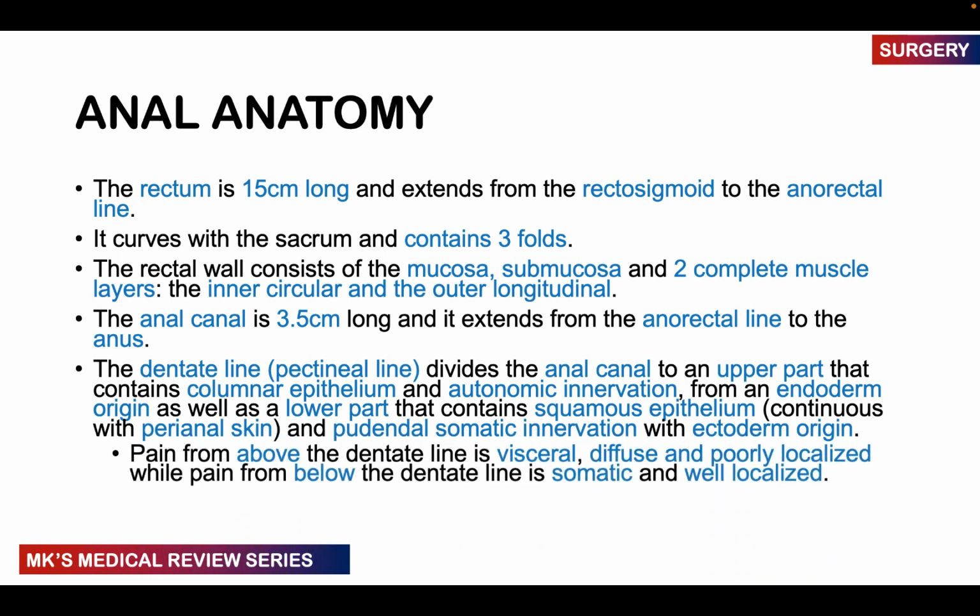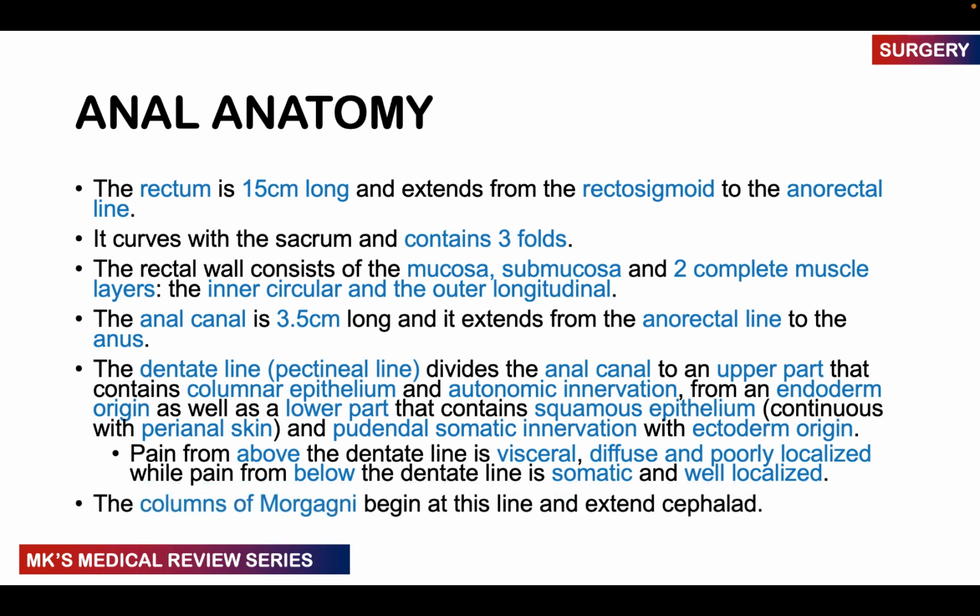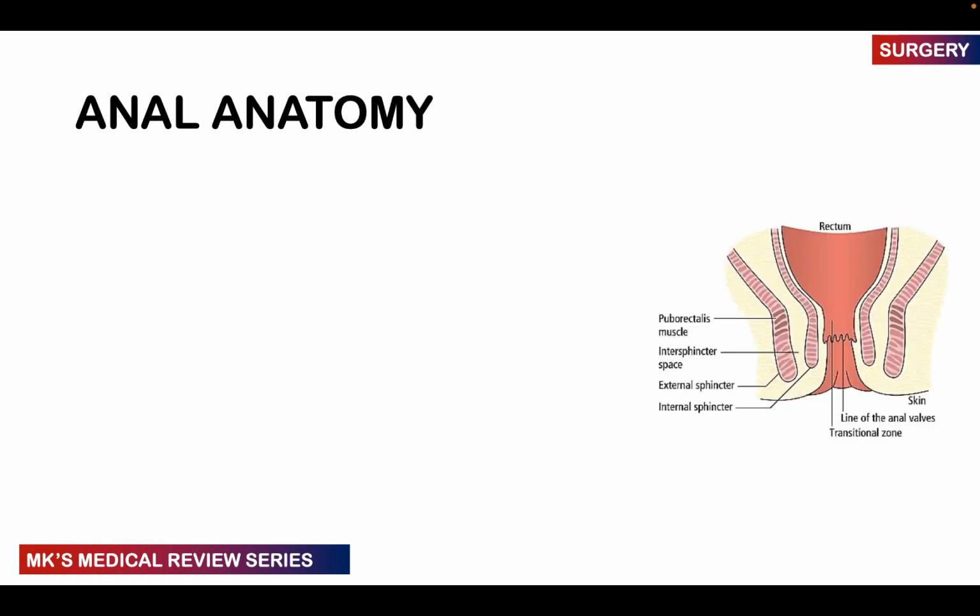This is very important to remember because pain coming from above the dentate line is visceral in nature, meaning that it's diffuse and poorly localized, while pain coming from below this line is somatic, sharp, and well localized. Remember that the columns of Morgagni begin at this line and extend upwards. Here is a picture of what I've been talking about.